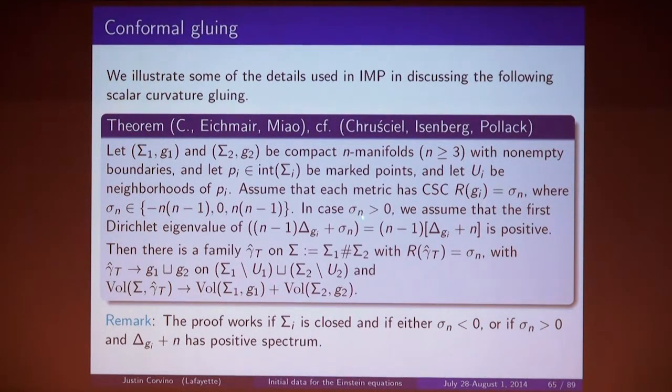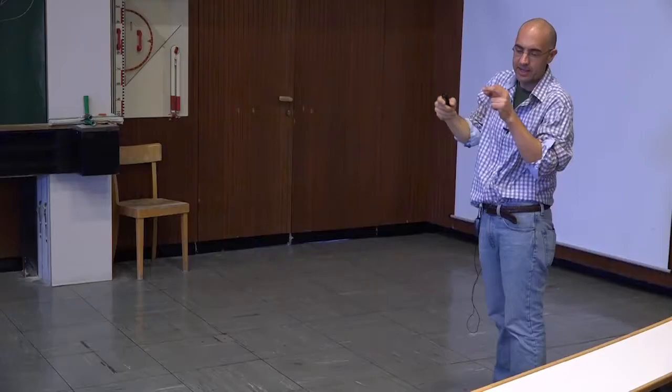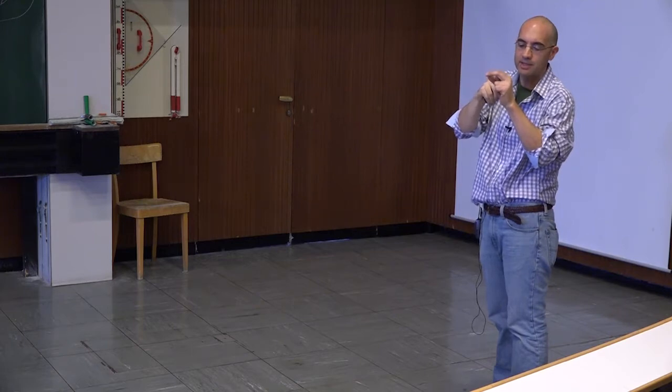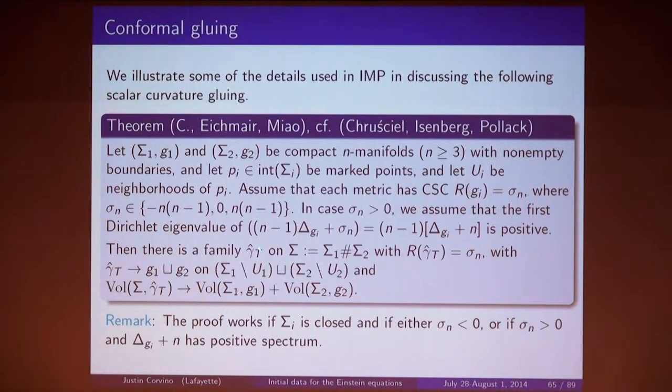Okay? In the case sigma is positive, we assume the first Dirichlet eigenvalue of this operator, so basically Laplace plus n, is positive. Okay? For the other eigenvalue signs, that's automatic anyway. All right? Then, I'll point out that that's always true, that Laplace plus n has positive spectrum, if you're doing this on a very small disk around a point. You think about that.